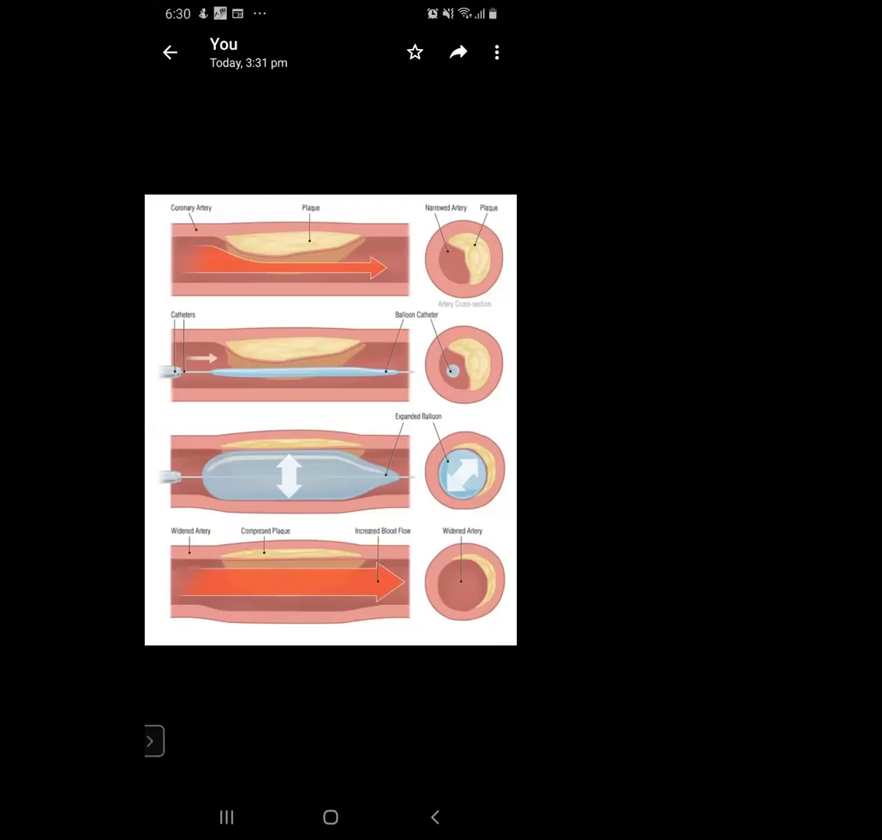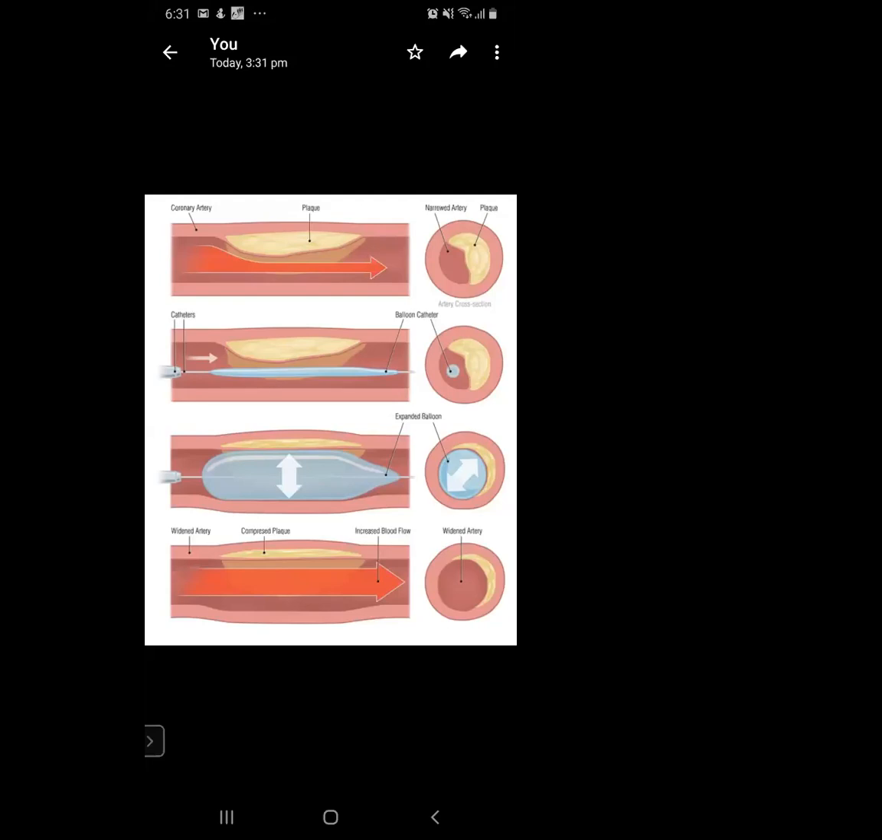and the balloon inflates. And when it inflates, meaning it swells or expands due to the fluid, it presses onto the plaque. You can see the plaque being pressed. And so it opens the lumen of the artery, allowing the blood to flow normally or smoothly. This is called angioplasty.